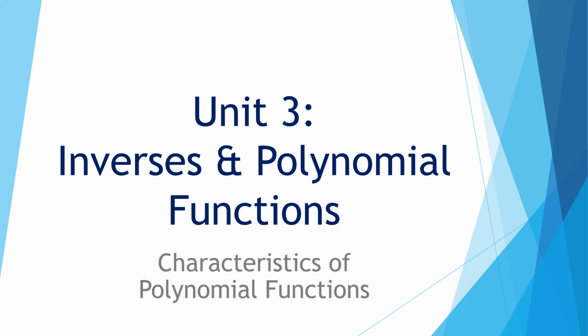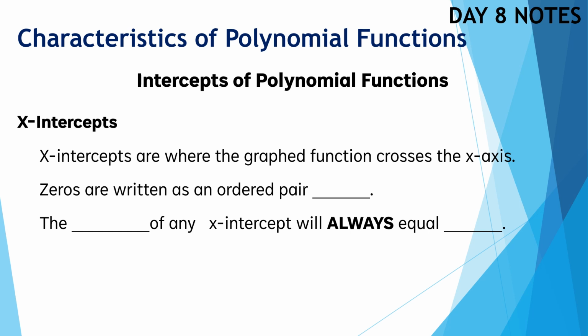This lesson on polynomial functions and their characteristics is specifically going to discuss the x and y intercepts. We've already talked a little bit about x-intercepts and their multiplicity in a previous lesson, so we're just going to expand upon that in this one. So our x-intercepts, again, where the graph crosses the x-axis, those are also called roots, solutions, and zeros.